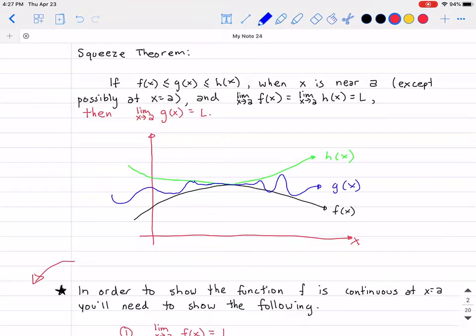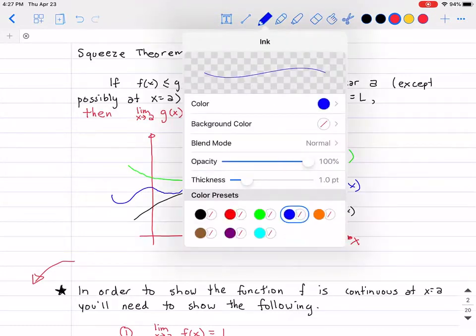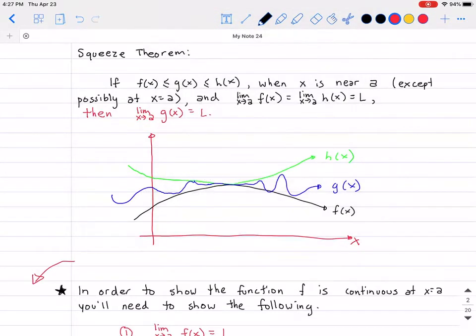But basically it's always going to be somewhere in between. Okay. Now, what's going to happen is we're going to focus on a certain value of x where all three of the graphs are going to meet together. So we're going to go ahead and call that x is equal to a.